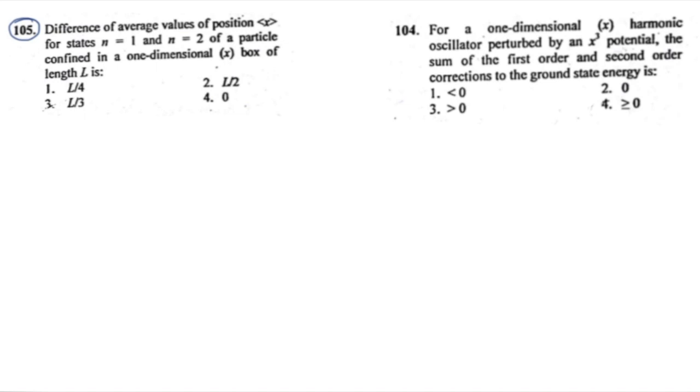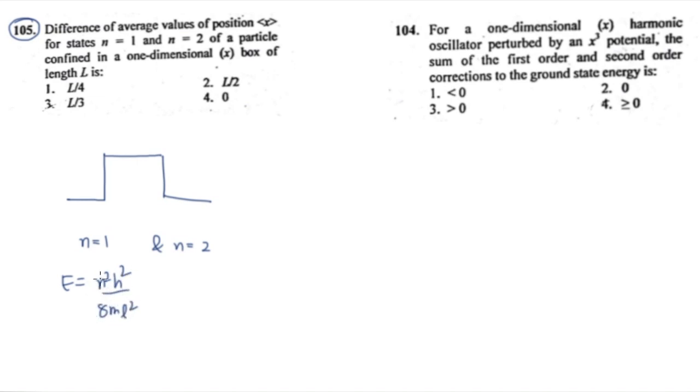The first question says that the difference in average values of position for states n equal to 1 and n equal to 2 for a particle confined in a one dimension box of length L is. So you have a particle in a one dimension box, you all know how this problem works, and over here you have two different states, n equal to 1 and n equal to 2. Now remember one thing, when you change these states, the energy value changes, because the energy is n square h square upon 8 m L square.